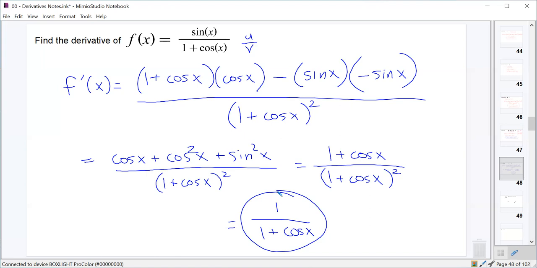And then we're going to add in after that a bunch more derivatives of functions like exponential and logarithmic and inverse trig functions. That's it for today.